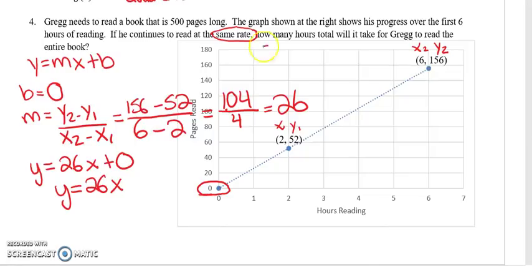It's asking us how many hours total will it take for Greg to read the entire book. So we got to go back to the problem. It tells us that the book consists of 500 pages.